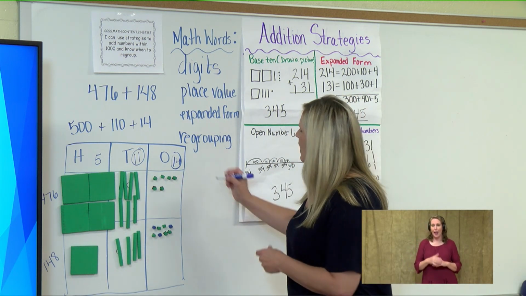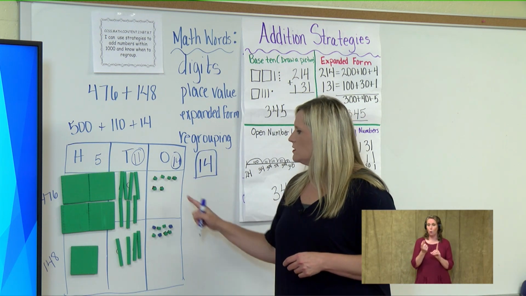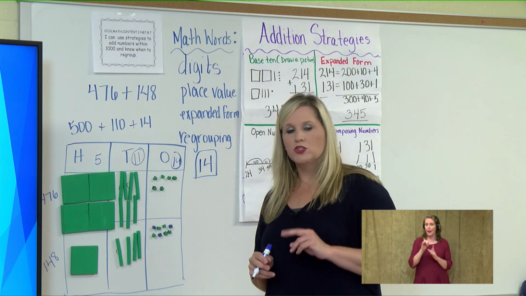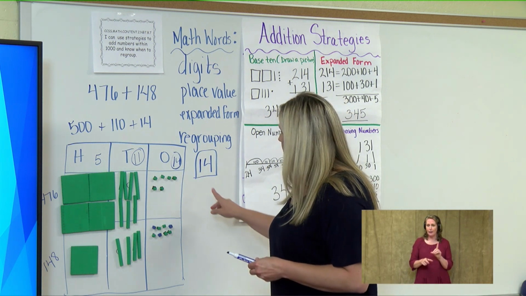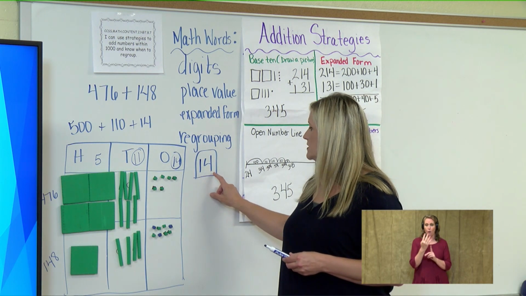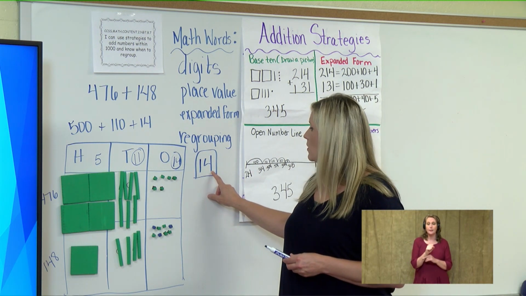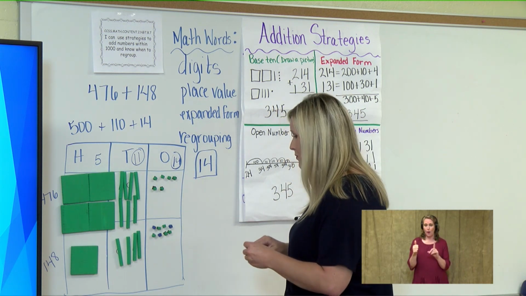So I know that if I have 14 ones, what could I do to make it to where I did not have 2 digits in one place value? Well, I can look at 14 and I know that 14 has how many ones? 4 ones and 1 ten. Well, I can trade out, I can regroup.